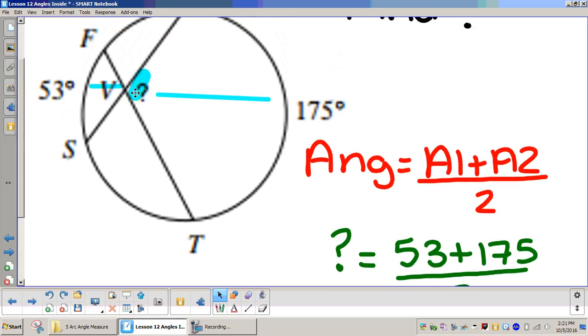Because this blue angle is a question mark and the one across from it are vertical angles, this one over here would also be 114 degrees.